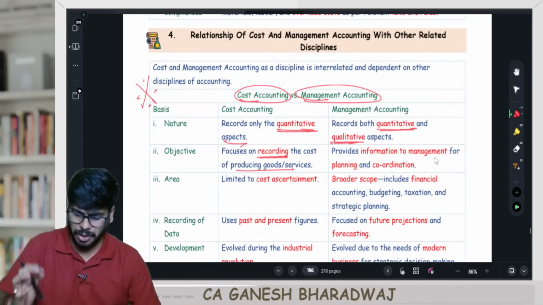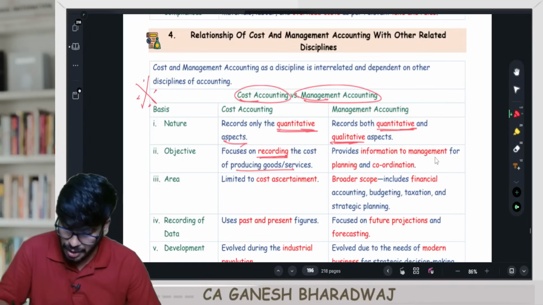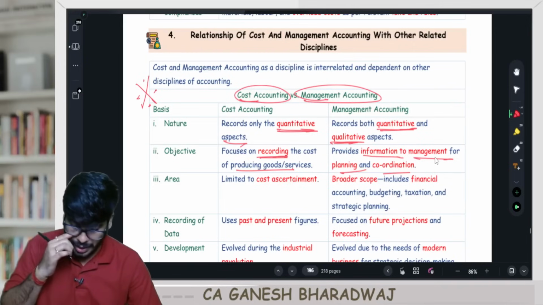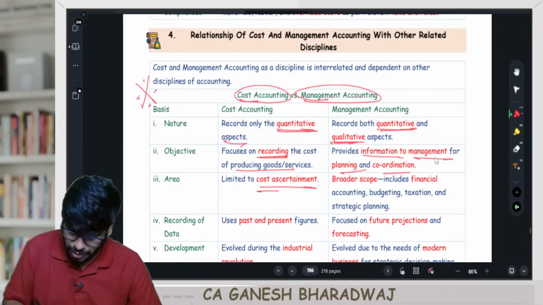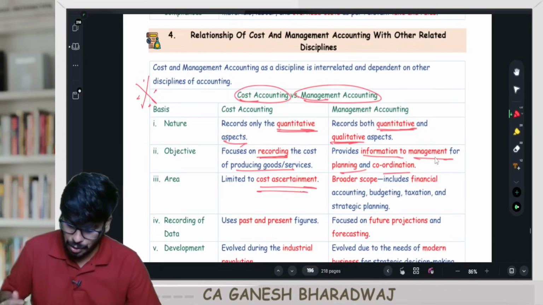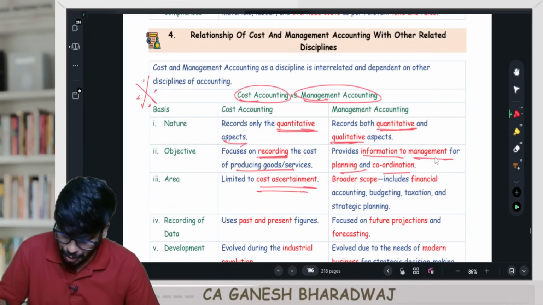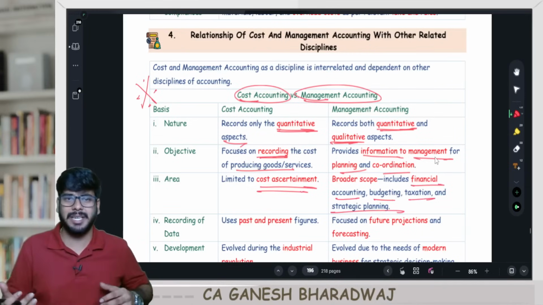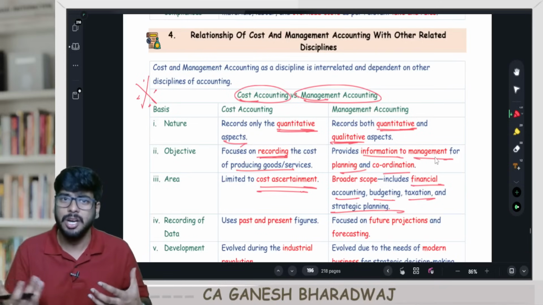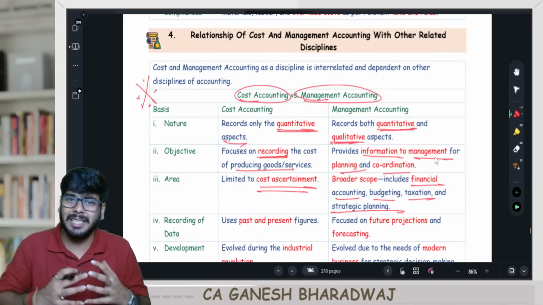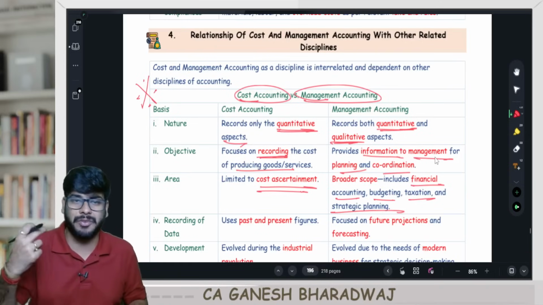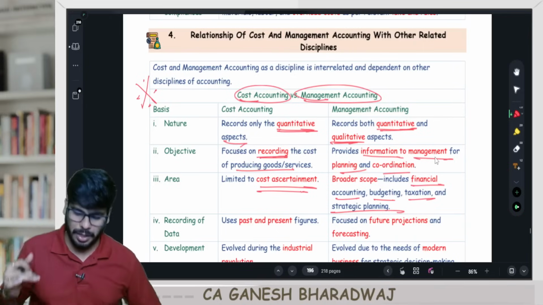Stock valuation and profit computation is the objective, whereas management accounting provides information to management for planning and coordination, decision making and control. That's about it. So area: cost accounting is limited to cost ascertainment, whereas management accounting has a broader scope. It includes financial accounting, budgeting, taxation, strategic planning. Basically, when you're preparing a budget, in decision making or in control, generally the scope is larger. You consider certain other parameters, your financial parameters as well. That is what is being mentioned here.